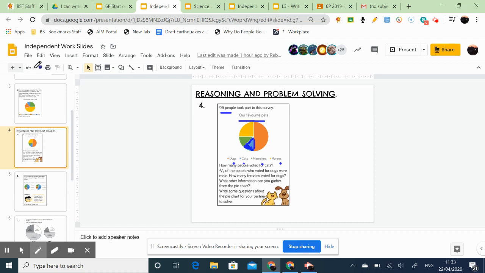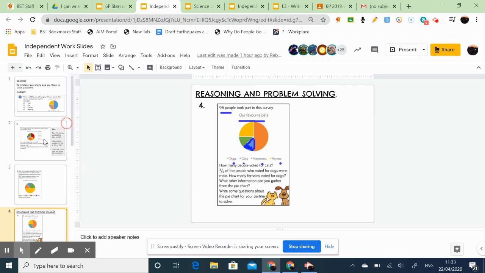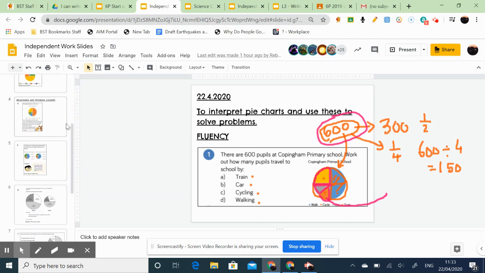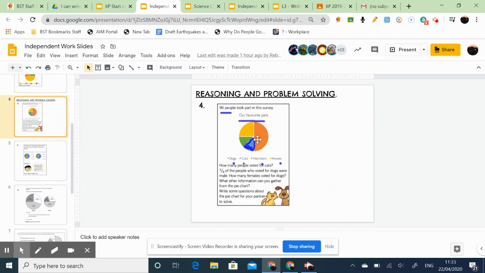But to help me with this question, I'm going to use which question? This question here when I talked about fractions. I'm going to use that to help me. Because if I can find the fractional amount, then I can work out exactly, because all I'm doing is working out fractions of this total here. And again, what does it say? 3/8 of the people who voted for dogs were male. How many females voted for dogs? Oh, now this is a bit tricky. So first of all, we need to find out what dogs are.